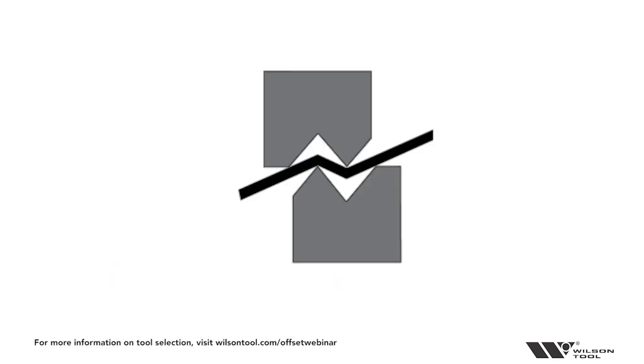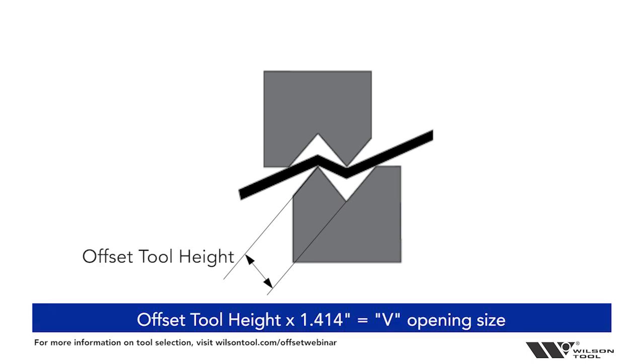Now let's just make sure we have the right tool really quick. There's a whole webinar on this, so I'm not going to go through this too much, but I will say, if you're going to use a 313 offset tool, we want to multiply that dimension by 1.414 to get our actual V opening size. Now you can do a double check real quick and ask yourself, if I had X material, whatever I'm dealing with, would I actually put that material into this V opening?